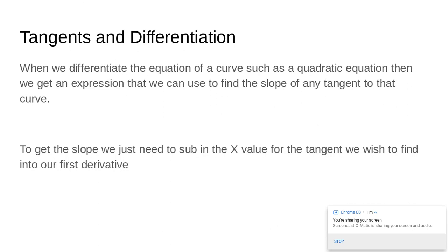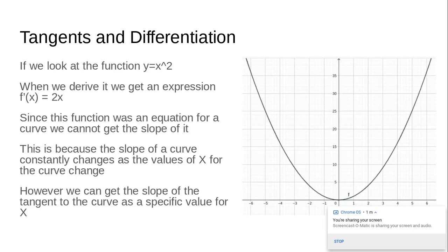To get the slope, we just sub in the x value for the tangent we wish to find into our first derivative. Now, first derivative, I think, is a new term, but we are going to discuss it in a minute, okay? If we take a look at an example here, the function y equals x squared. This chevron symbol here, folks, is how we represent that it's a power. So if you see x chevron 2, this is saying that should be x to the power of 2. On Google Slides, I had no way of inserting a maths equation to type it properly, so you'll see this symbol throughout. It just means power, okay?